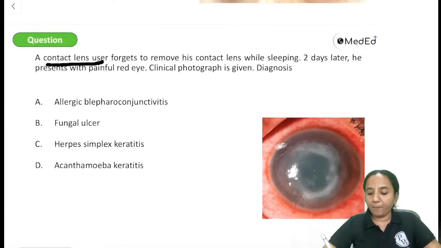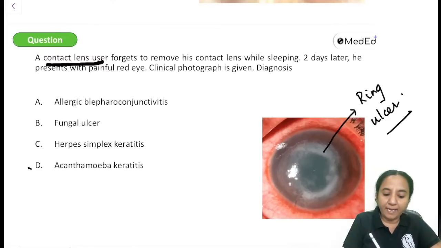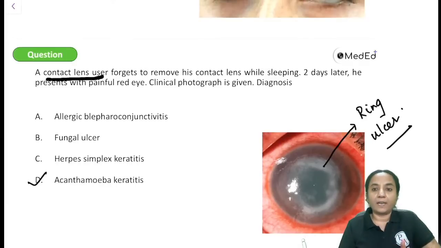And you look at the shape of the ulcer. This is typically a ring ulcer. So see, the ulcer is shaped like a ring. So a contact lens misuser who develops a ring ulcer, the answer is acanthamoeba keratitis. Acanthamoeba keratitis.